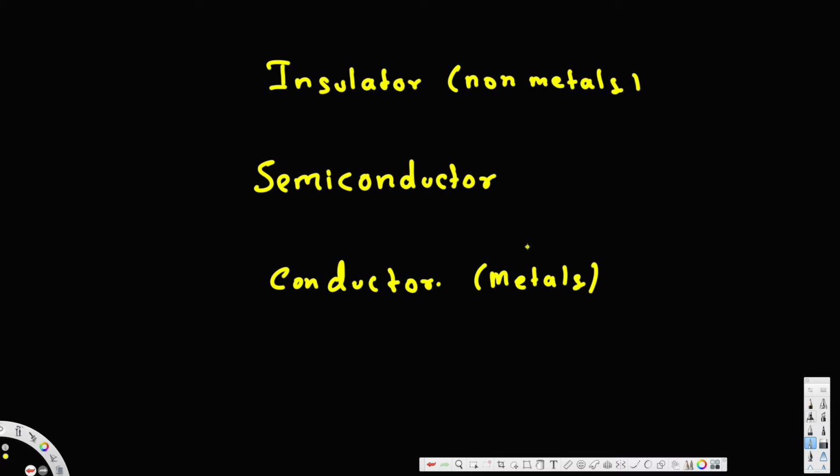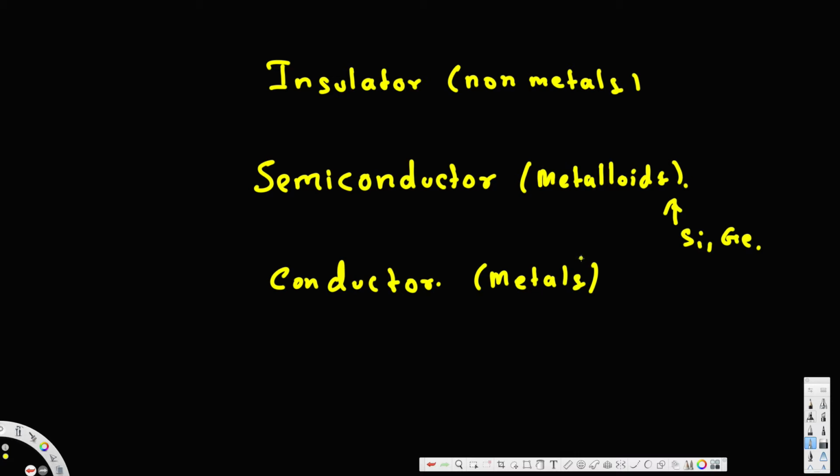Semiconductors are basically metalloids. They don't conduct electricity as well as conductors. However, they do conduct a small amount of electricity. Now, some good examples of naturally occurring semiconductors are silicon and germanium. Germanium conducts electricity better than silicon, but both of these are semiconductors. They conduct a small amount of electricity.